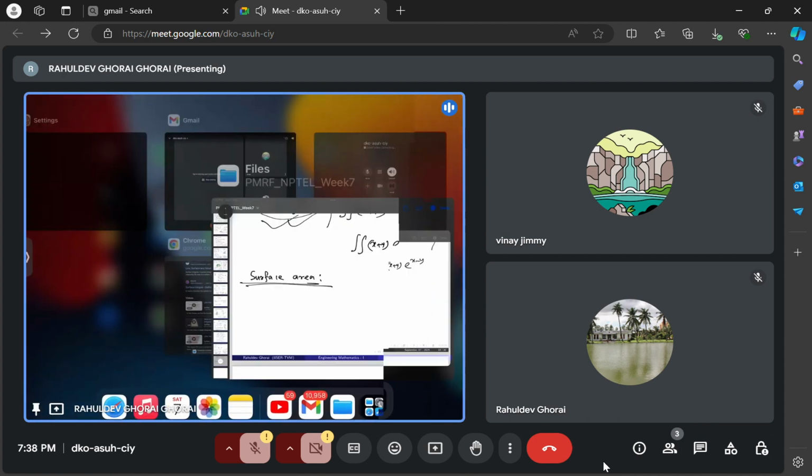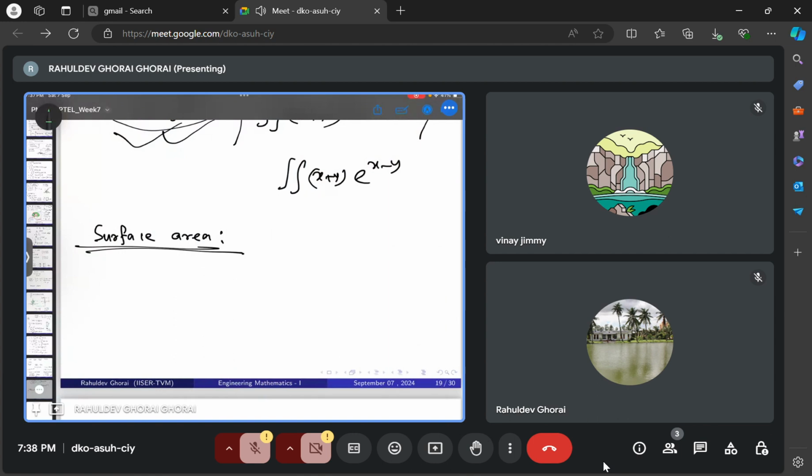Okay, so the first question will be this. Find the surface area of the sphere x square plus y square plus z square equal to 9 inside the cylinder x square plus y square equal to 3y.